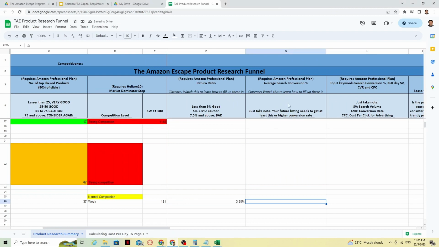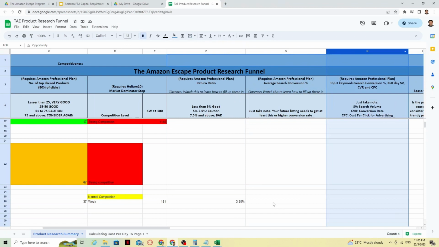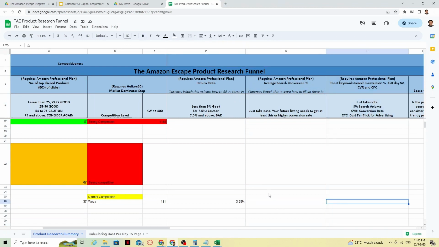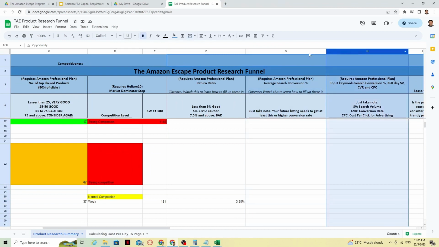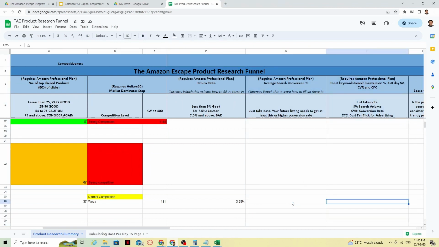Alright, so these two, column G and column H, are not criteria. They are just things to note. So do not eliminate products based on these two yet. They are not meant to help you eliminate products, unless you find that the cost per click, the CPC data here, is very expensive, like above $2 per click, then it's something to take note of as a caution. Other than that, the conversion rate and these two shouldn't be an elimination criteria.